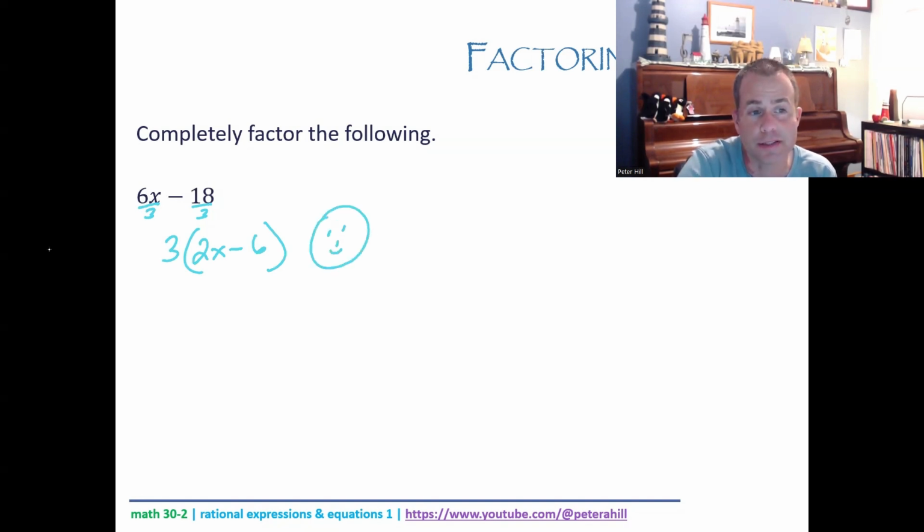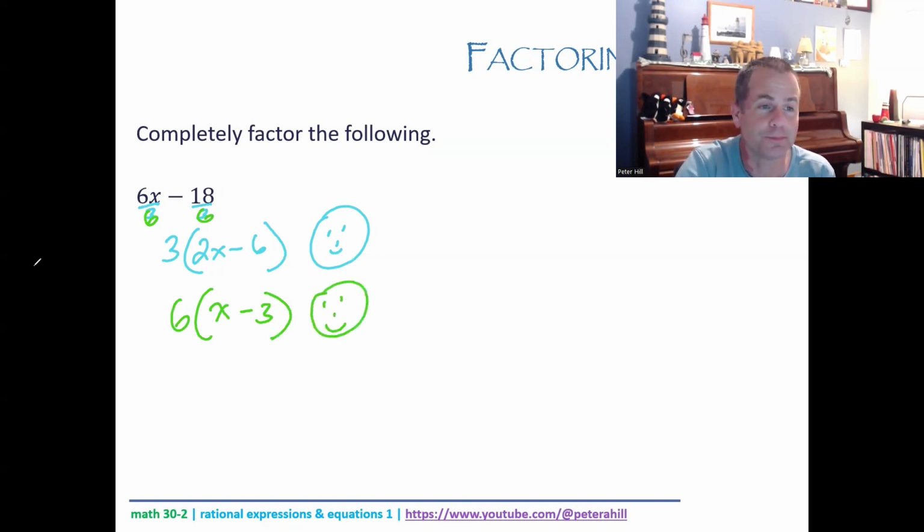I could also look at this and say, actually, 6 is common to both. So if I took out a 6, what would that look like? Now I'm dividing by 6 each time. 6 divided by 6 would just leave me with x. And then 18 divided by 6 would leave me with 3. That's also a great factoring question.